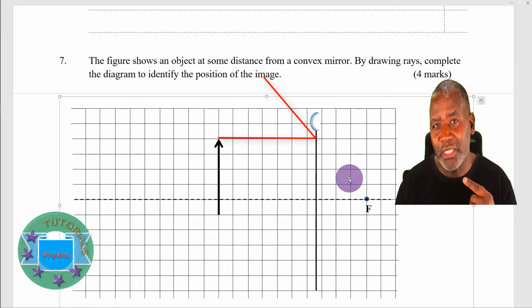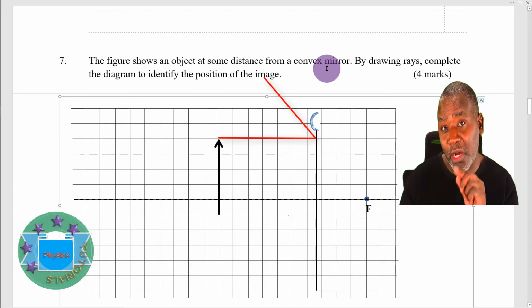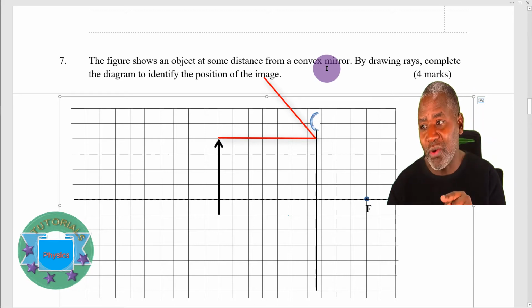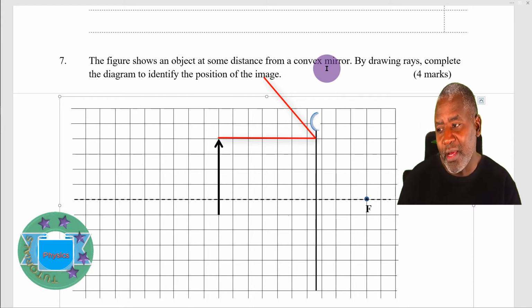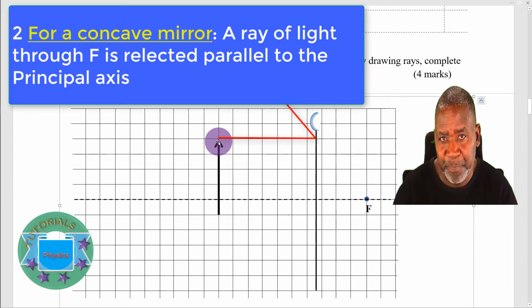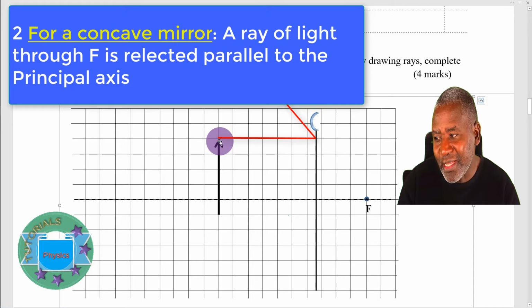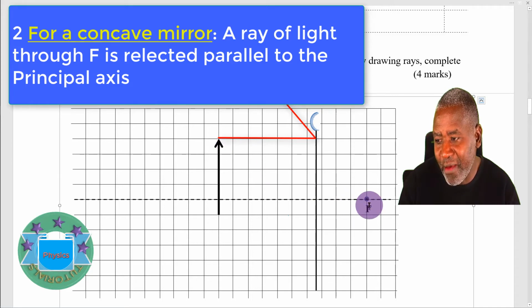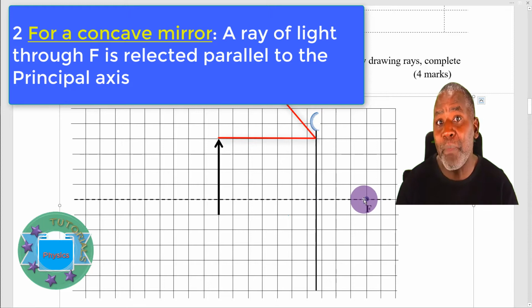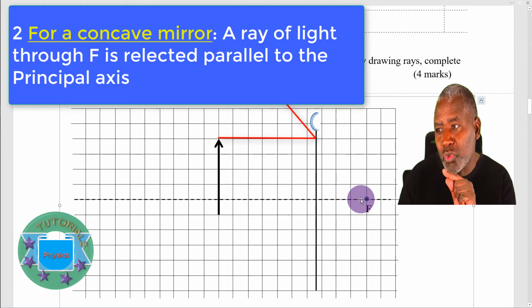We apply the second rule for ray diagrams. First I'm talking about a concave mirror, and then we talk about the convex. For a concave mirror, that second law goes like this: a ray of light which passes through F, the principal focus, is reflected parallel to the principal axis. So again, we know that there is no way this ray can pass through F, because F is behind the mirror, unless it appears to pass through F. And that is where we apply that rule to convex mirrors.